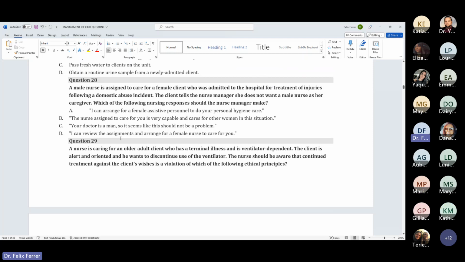28. A male nurse is assigned to care for a female client who was admitted to the hospital for treatment of injuries following a domestic abuse incident. The client told the nurse manager she does not want a male nurse as her caregiver. Which of the following nursing responses should the nurse manager make? D. I can review the assignments and arrange for a female nurse to care for you. Yeah, that's good.